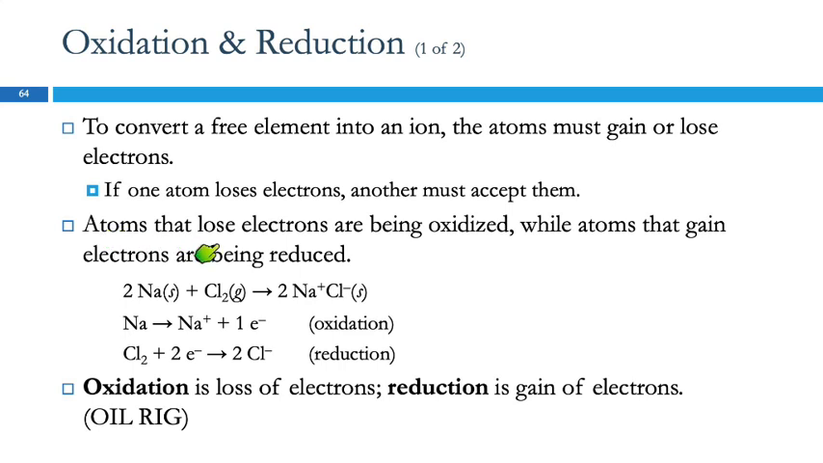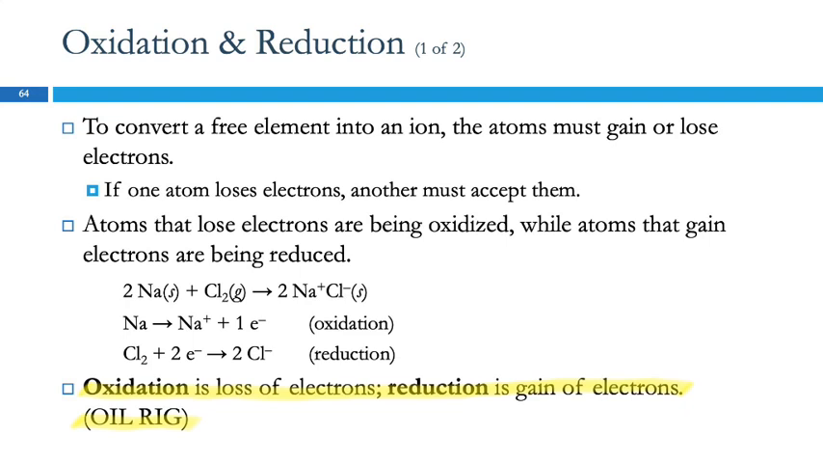So atoms that lose electrons are said to be oxidized. Atoms that gain electrons are said to be reduced. So here we have sodium going to Na+. It does that by losing an electron. Chlorine gains electrons to become chloride. And so this is another one of those pairs of things we have to remember.